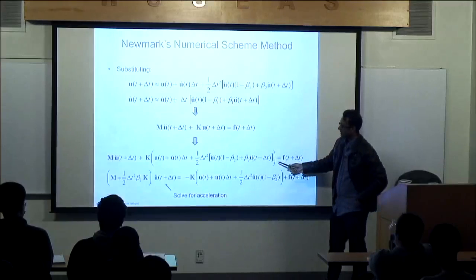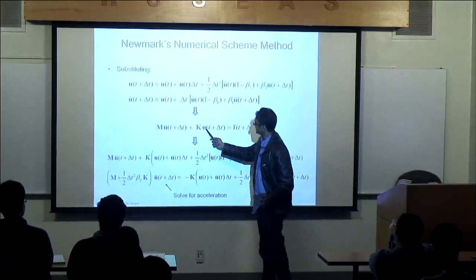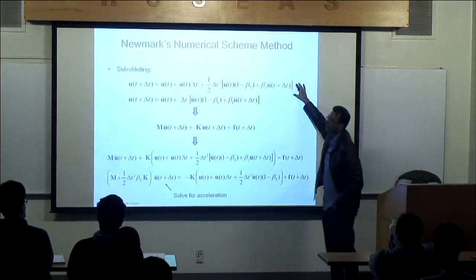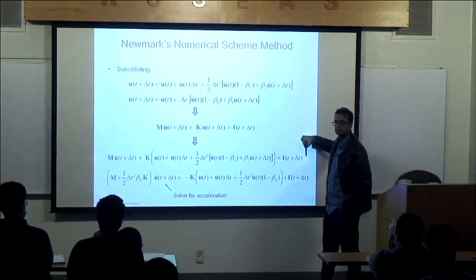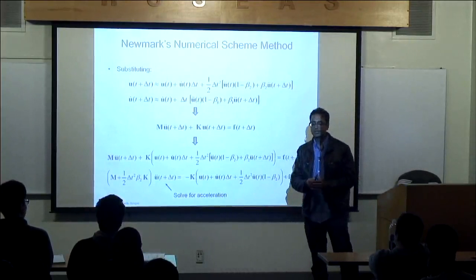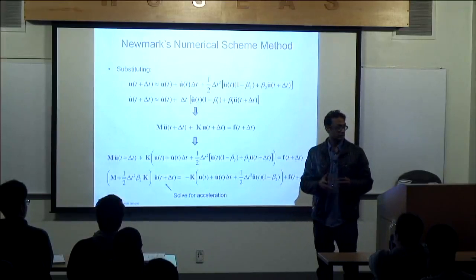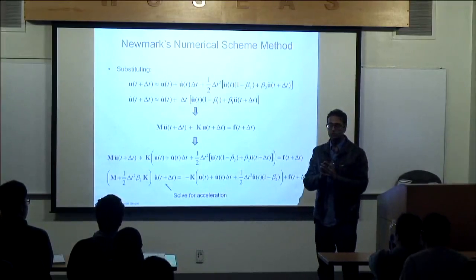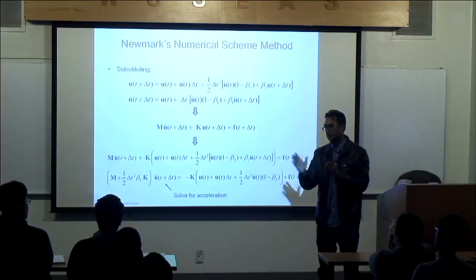I got M u double dot(t + Δt) plus K times u(t + Δt), which is all this, all that, okay? So that's plugged in there, and then I have that equal to f(t + Δt). Now, I understand when somebody shows you an equation this long, it's very normal, if you have not seen it before, to get a little bit in shock. But there's no reason to be in shock. I'm just showing you the steps to get to this equation.